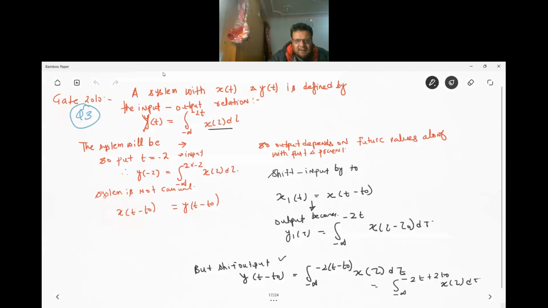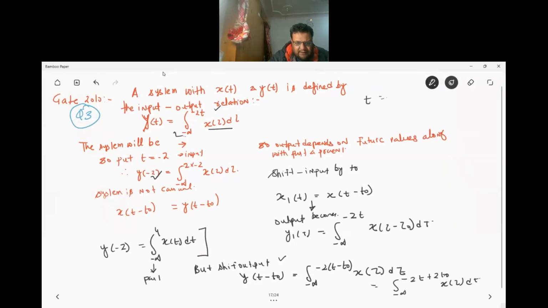Let's go to the GATE part. Now see here, a system with x of t and y of t is defined by the input-output relationship. It is starting from a past value, minus 2t. Now you have to tell what type of system this is. If you put t equal to minus 2, y of minus 2 is resulting in the integral from minus infinity to 4 of x of t dt, a future value.